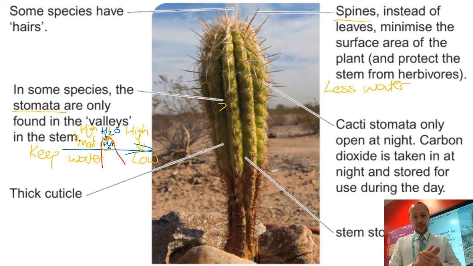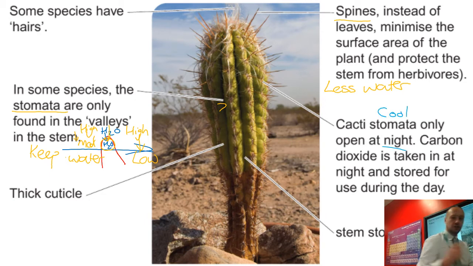Right, the third adaptation, and this one does not happen in plants in our country, is that cacti stomata only open at night time. The reason is that if they open during the day, the plant would lose far too much water. So they only open at night time when it's cool, and they do gas exchange at night so they can get the carbon dioxide in without losing too much water. And they store that carbon dioxide to use during the day as one of the reactants in photosynthesis.